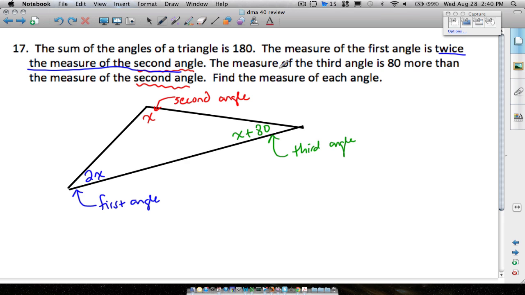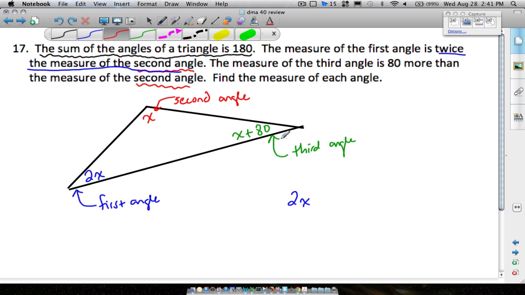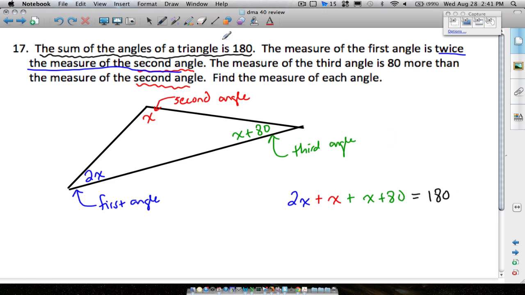And now we want to find the measure of each angle. So based on this sentence right here, the sum of the angles of a triangle is 180. Let's add up all these angles so we can take the first angle of 2x plus the second angle, which is just x, plus the third angle, which is x plus 80. Notice we're adding all three of these angles together that we have in this triangle, and let's set this equation equal to 180 because the sum of all the angles of a triangle is 180. That's where that 180 comes from.